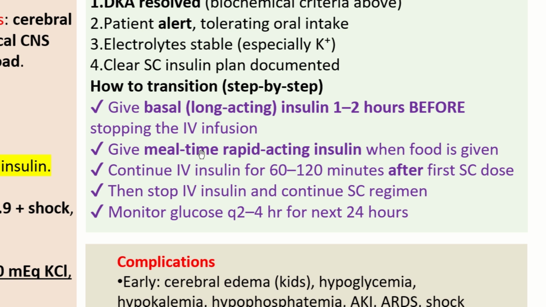Then you want to give the mealtime rapid-acting insulin when the food is given. You want to continue the IV insulin for 60 to 120 minutes. That's 1 to 2 hours after the first subcutaneous dose. Then you want to stop the IV insulin and continue the subcutaneous insulin. Then monitor the glucose 2 to 4 hourly for the next 24 hours.